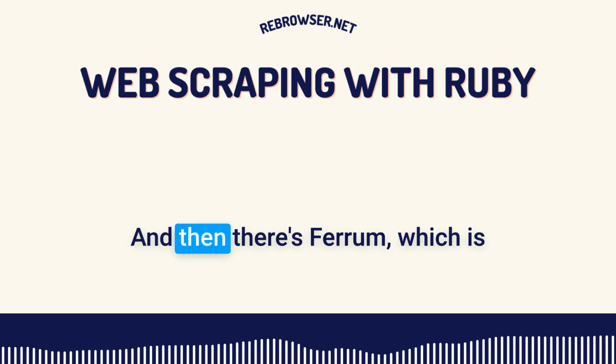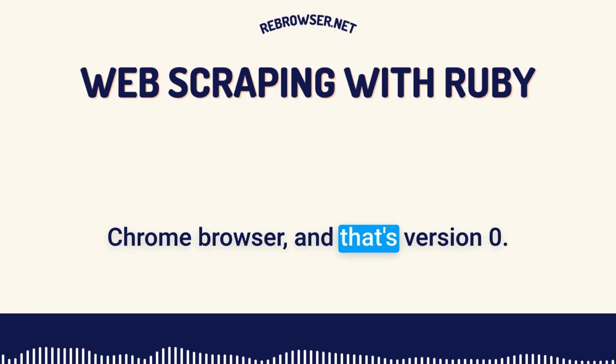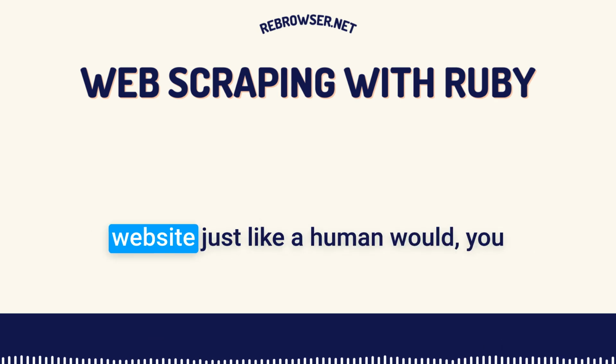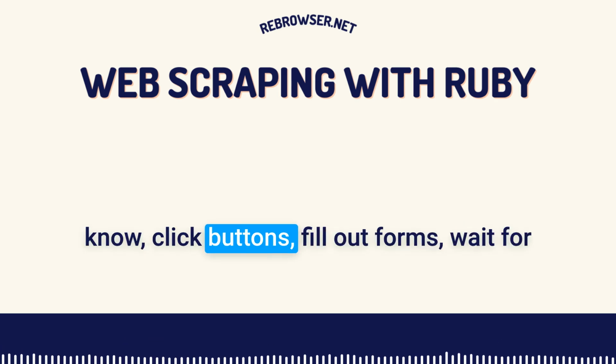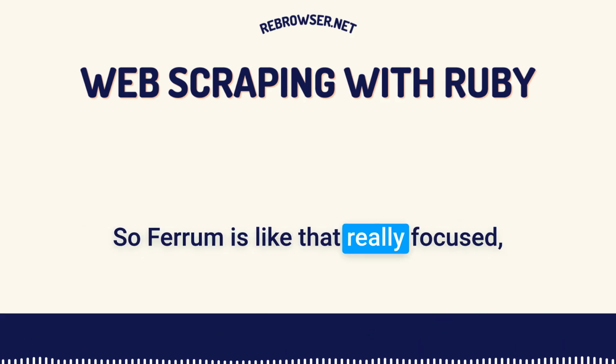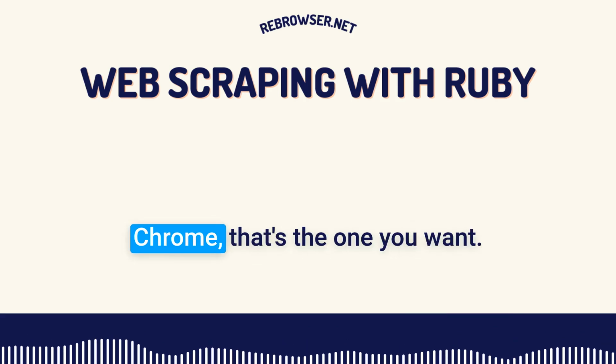Exactly. And then there's Ferrum, which is specifically designed for automating the Chrome browser, and that's version 0.13. And these are really helpful because sometimes you need to interact with the website just like a human would, click buttons, fill out forms, wait for things to load to get the data you need. So Ferrum is like that really focused, specialized tool just for Chrome? Yeah, if you're working with Chrome, that's the one you want.